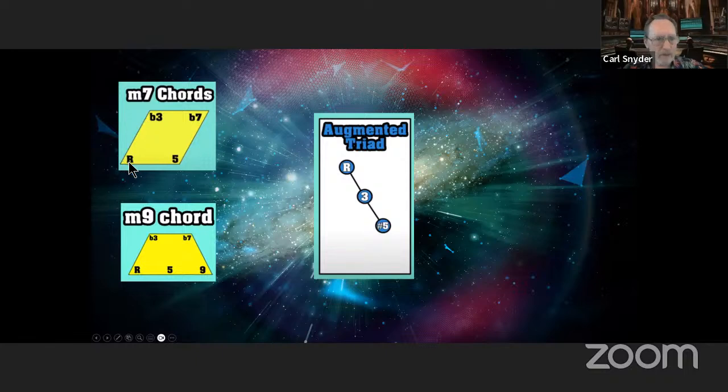Here's the minor 7 chord. So you get the idea. They all line up in order. Now here's the augmented chord.